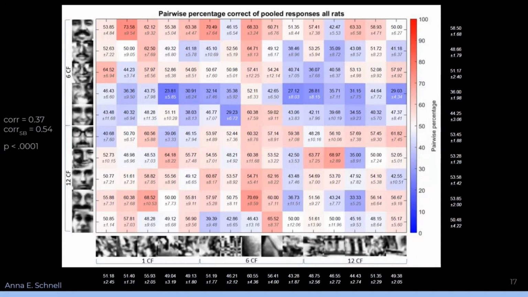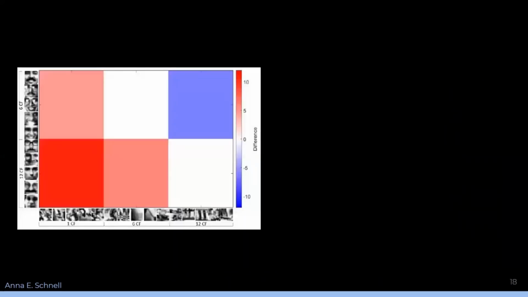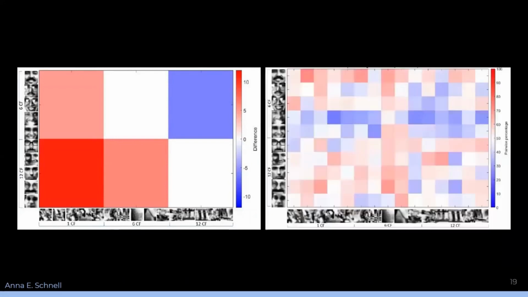Ideally, if we would find strong evidence for the role of contrast features in rodent vision, we would see a clustering like this in a pairwise matrix, where each cluster or bigger square corresponds to one condition. However, if you look at our pairwise percentage matrix, this kind of clustering is not very obvious.